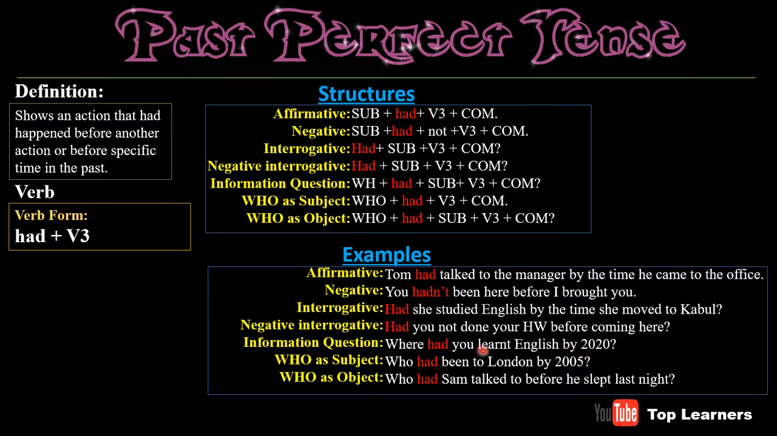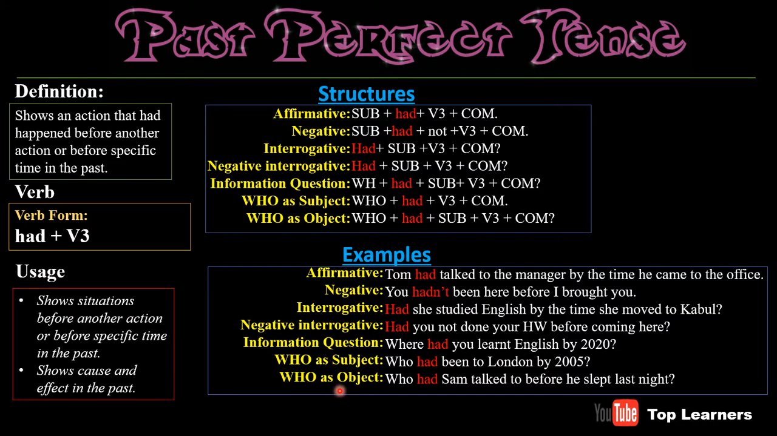So one action before a specific time in the past. And if you want to know about the doer of an action, you can say, who had been to London by 2005, in which 2005 is the time clause for the first part, by 2005. And the last one, we have who as the object. Who had Sam talked to before he slept last night? The subject is Sam, but the object is unclear. So we ask about the object with this structure.